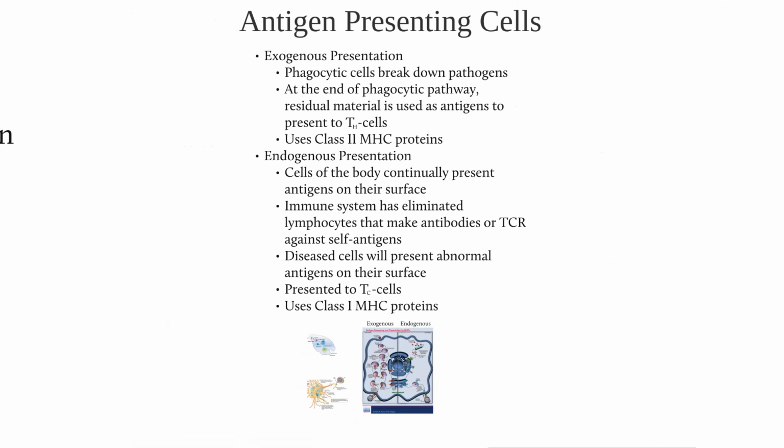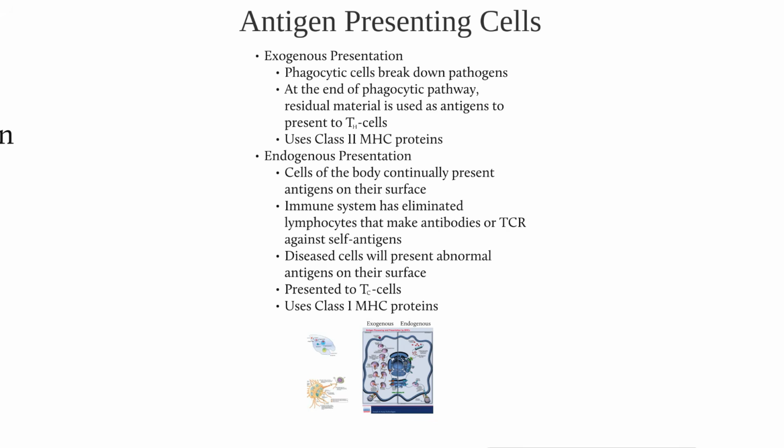An important type of cell that interacts with the T cells for adaptive immunity is called an antigen-presenting cell. Now, antigen-presenting cells can be a few different types of cells, and they generally fall into two different categories: those that present exogenous antigens and those that present endogenous antigens. Exogenous means from outside the body, and endogenous means from inside the body.